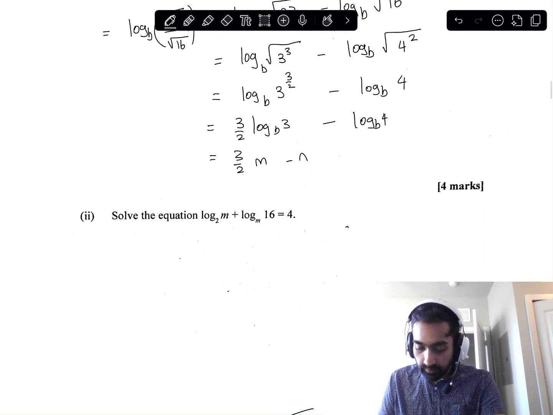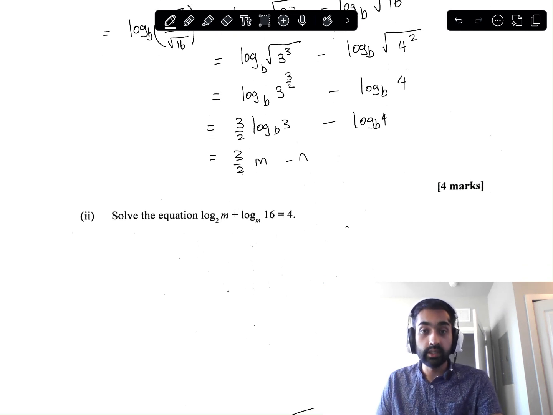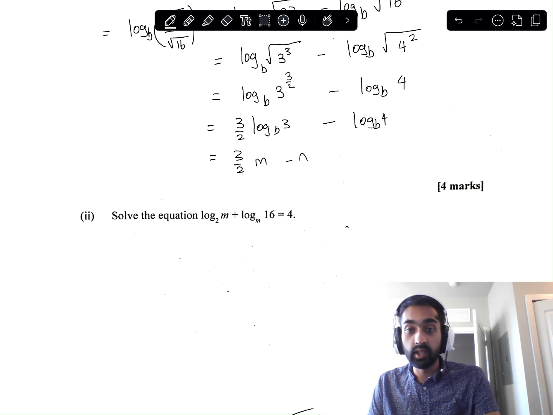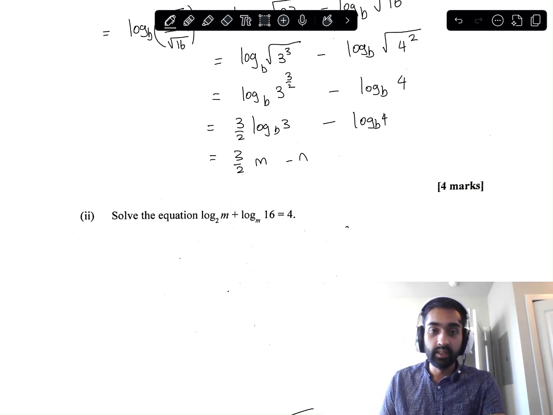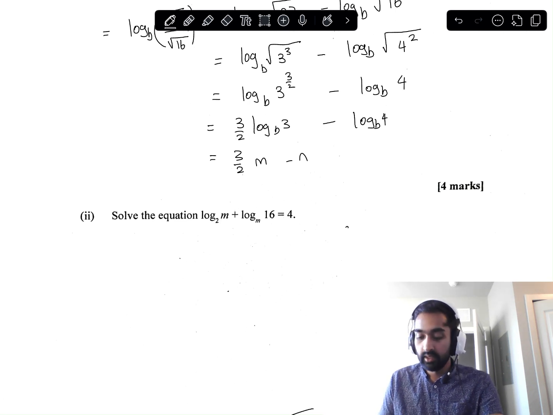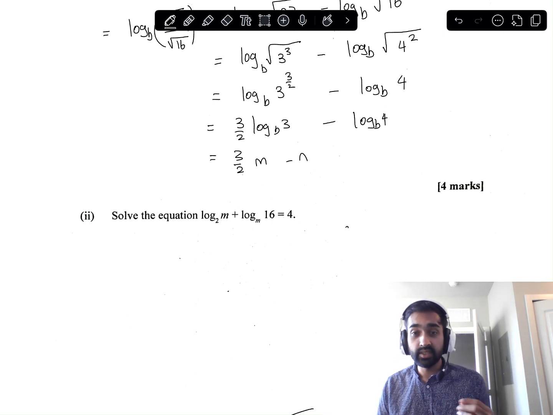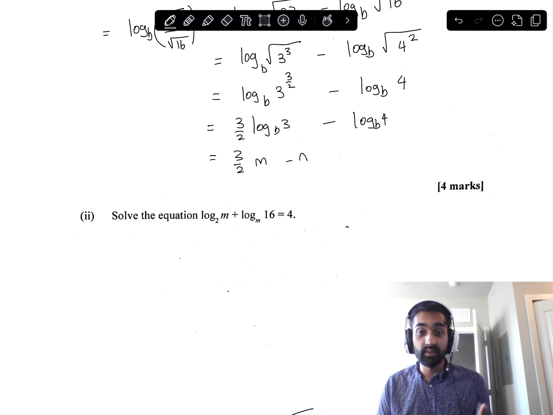Okay. Now part 2 is our log equation. It is actually one of the more difficult log equations, so I definitely suggest trying it a bit before, and if you're stuck, it's very understandable. It asks us to solve log base 2 of m plus log base m of 16 equals 4. The first thing you should realize is that the bases are different. When the bases are different, it's basically impossible to solve it as it is.